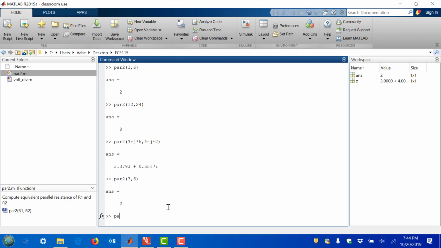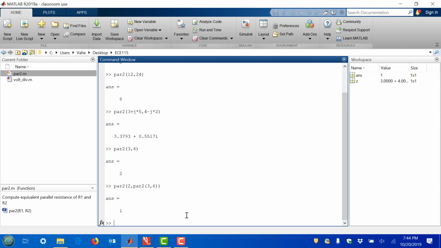Okay, so you can do something like parallel combination of 2 resistors. One of the resistors is just 2, and the other resistor is parallel resistor of 3 and 6. Does that make sense? If you look inside here, the second input is itself another 2 input calculation. So par 2, 3, 6 gives us 2, and then par 2, 2 comma 2 will give us 1, right? So there you go. You can nest the functions as well.